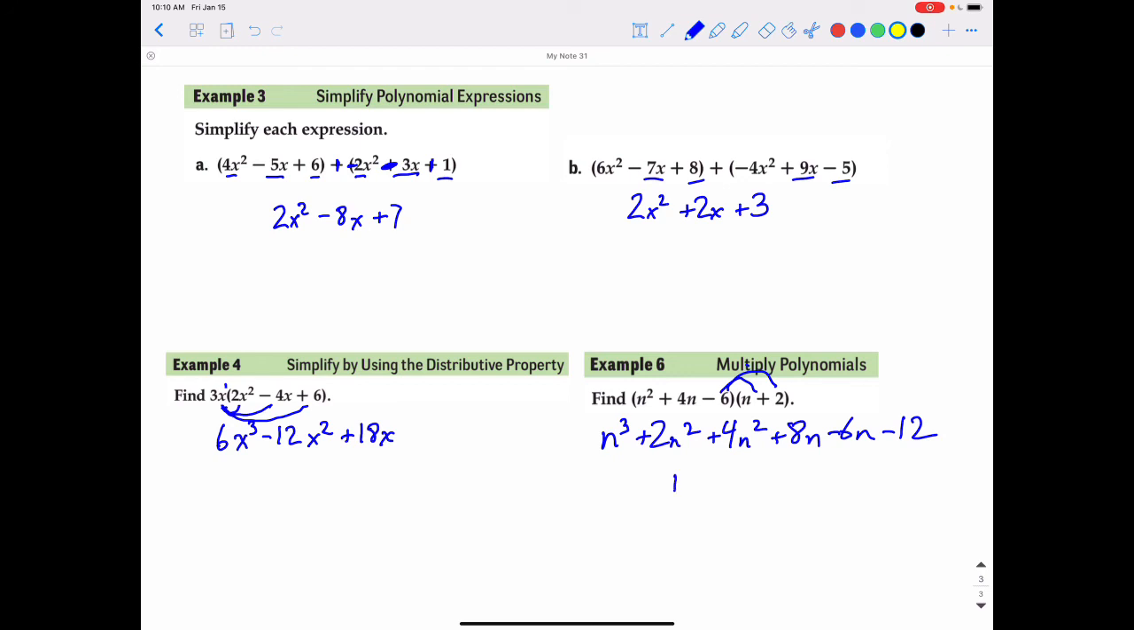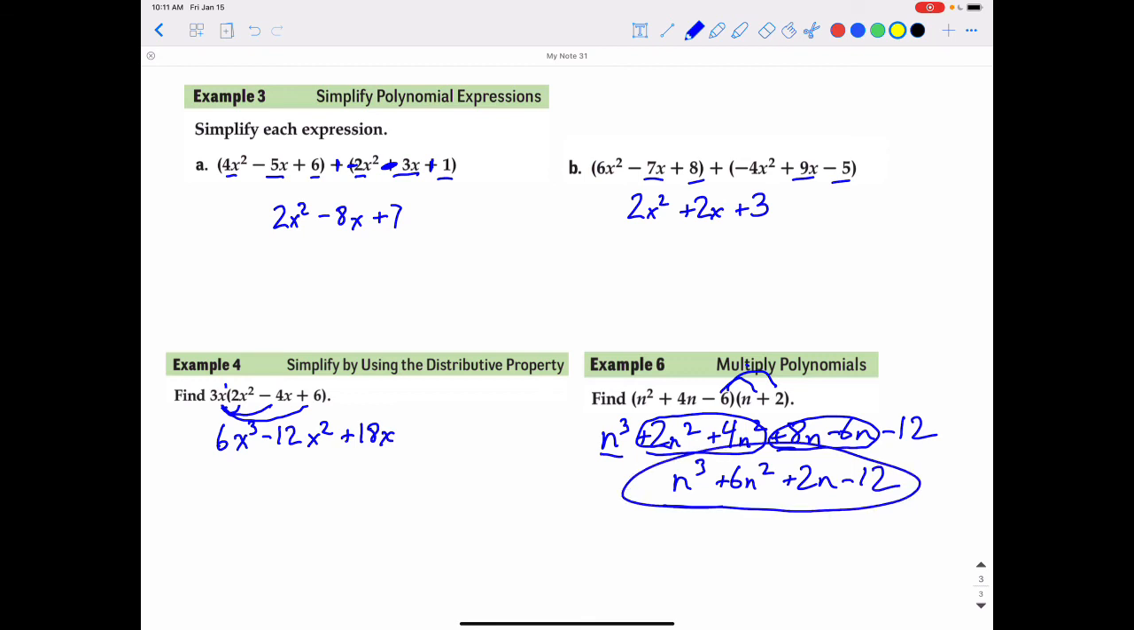So there is no other like term to n to the third power. We do have like terms 2n squared and 4n squared, so that adds up to be 6n squared. 8n and negative 6n are like terms, so that adds up to be positive 2n, and then negative 12 has no like terms, so I'll just bring it down. So there's your final answer when you multiply polynomials.